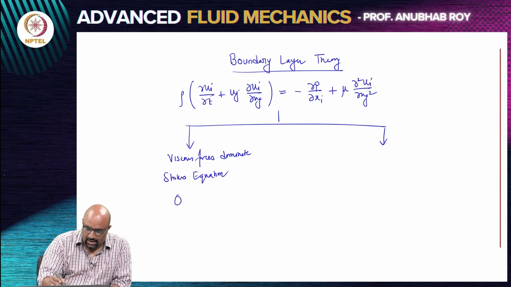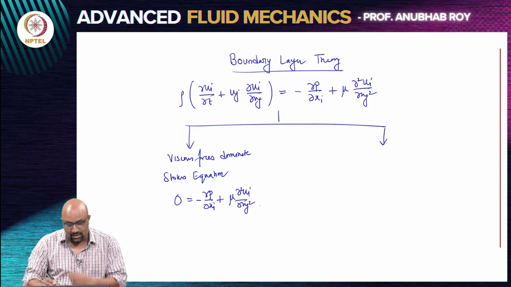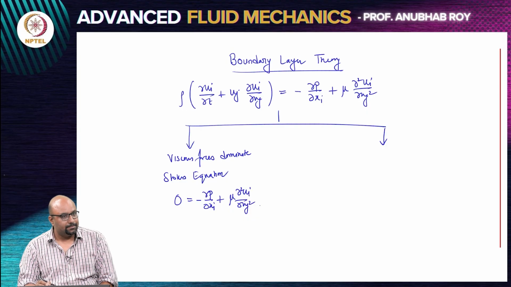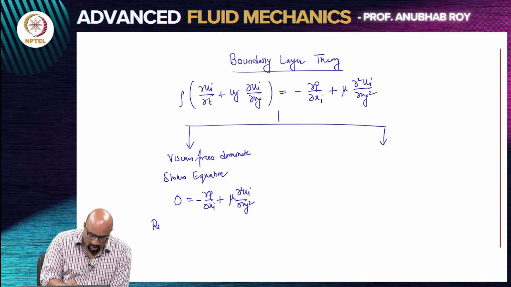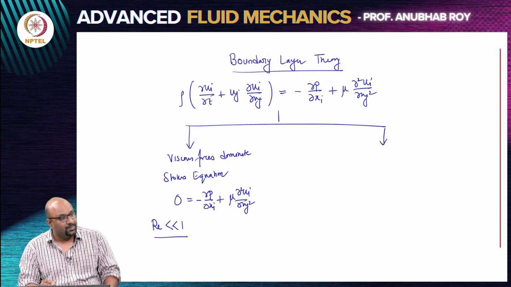So, that is to say that I take the Navier-Stokes equation and equate the left hand side to 0, and there is a balance of viscous forces with pressure gradient. Now, what the Stokes equation does is give you a good description of what the flow looks like at very low Reynolds number.